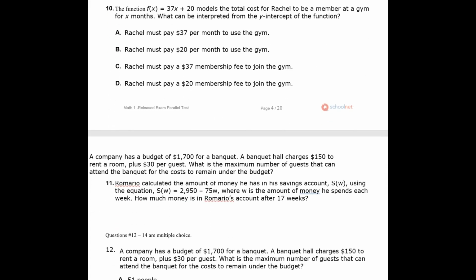Number 10, the function models the total for Rachel to be a member at the gym for X months. What can be interpreted from the y-intercept of the function? So the y-intercept is 20, right? So that's the y-intercept. So 37 is not the y-intercept. The y-intercept is 20 per month. Represents a rate clearly. So this is the initial value, IV, initial value.